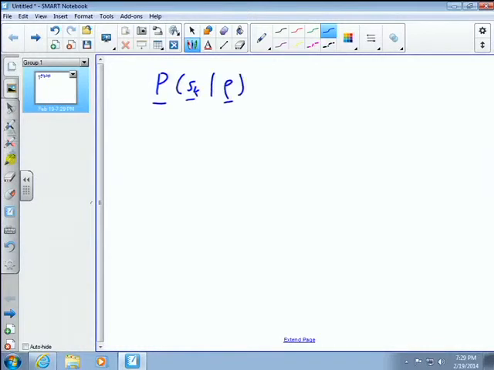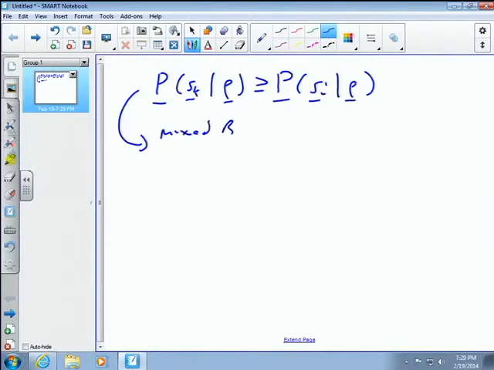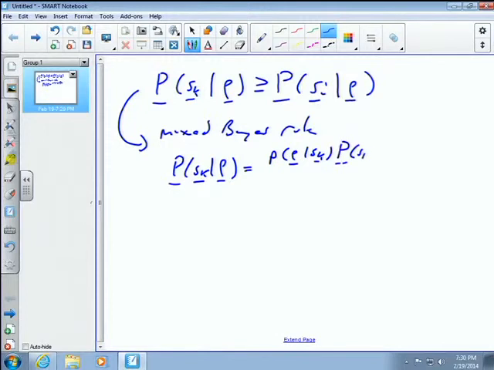Based on observing rho at the input to the receiver, we want the probability that SK was transmitted, given that observation, to be greater than the probability that SI was transmitted based on our observation of rho. And then we saw that we can use Bayes rule, so that we can express this as the PDF of rho given SK times the probability of SK, over the PDF of rho.